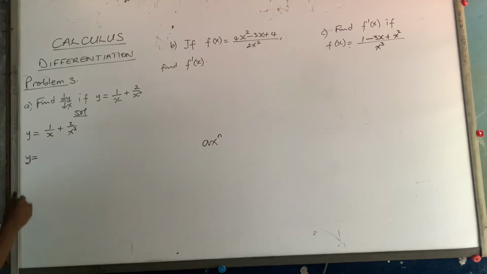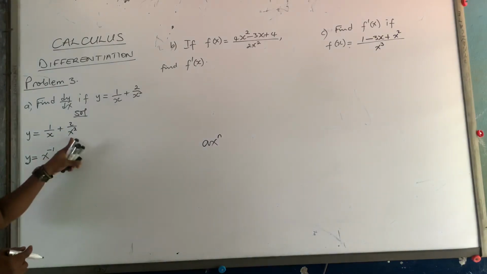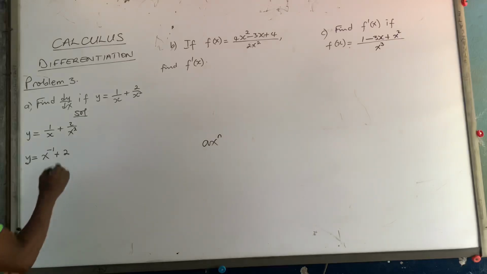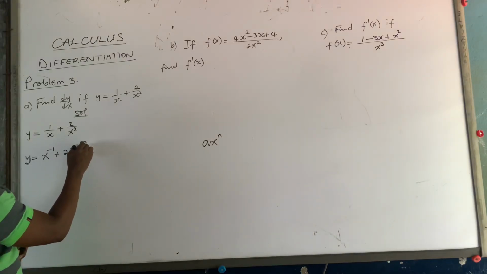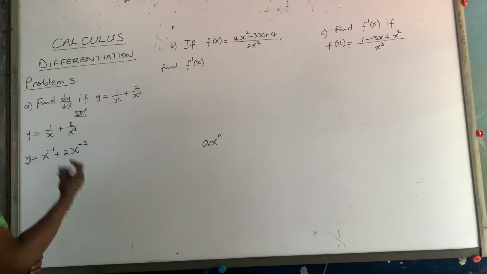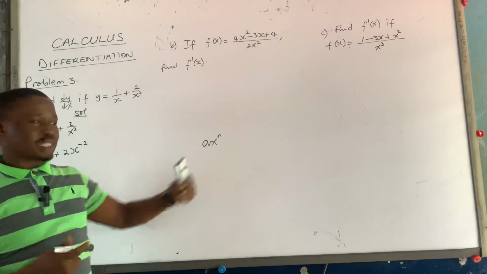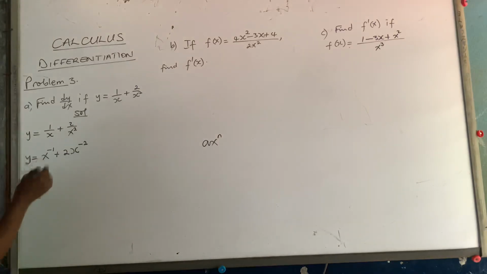So if we try to do that here, we can rewrite this as y is equal to 1 over x, which is the same as x raised to the power minus 1, plus 2 at the top. If this x squared moves to the top, we have x to the power minus 2. We have not performed any differentiation. We just rewrote this function in this format.